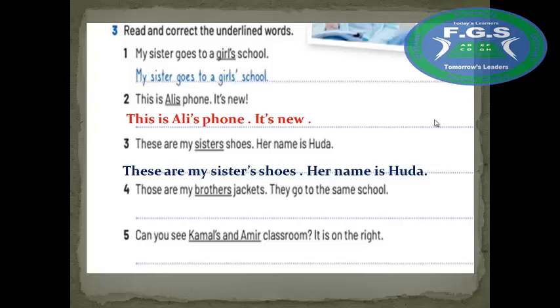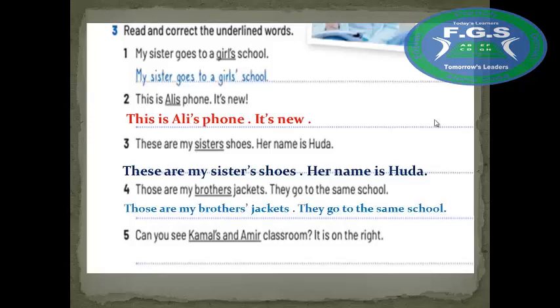Those are my brothers' jackets. They go to the same school. So brothers here is plural. How can I know that? In the second sentence you can notice that they go to the same school. So brothers here is plural, so we have to put apostrophe. Those are my brothers' jackets. They go to the same school.